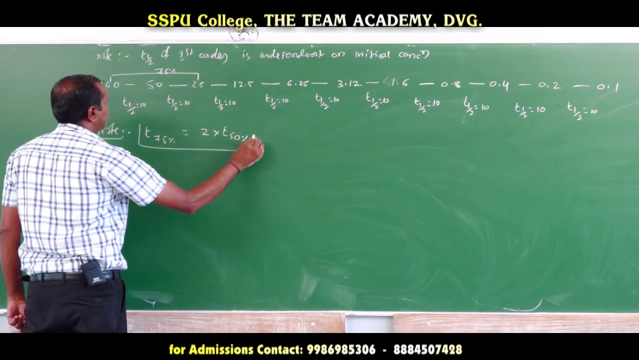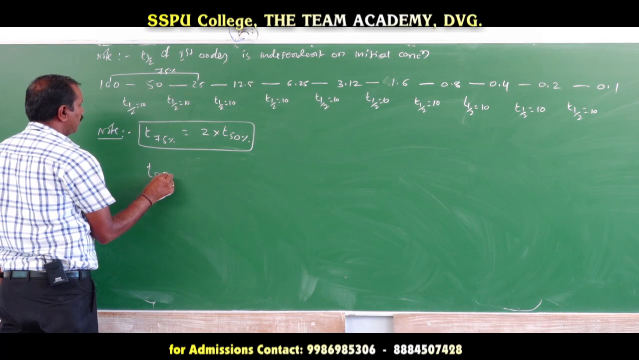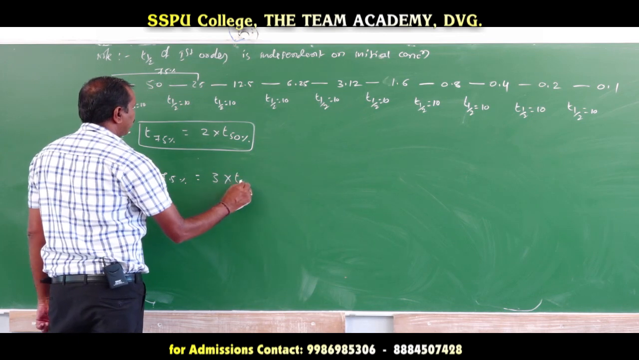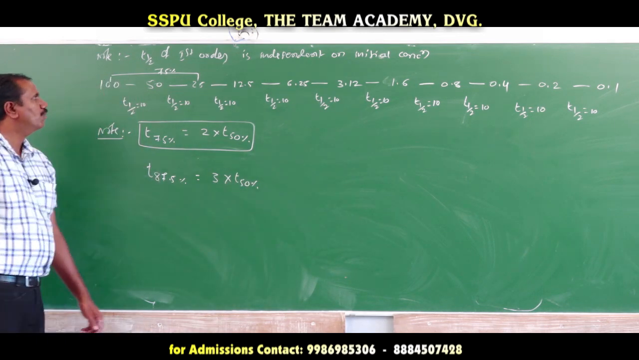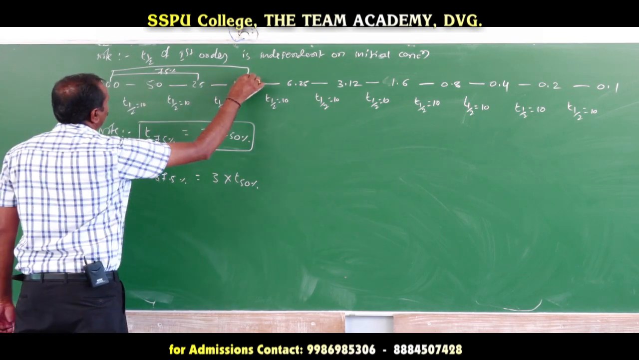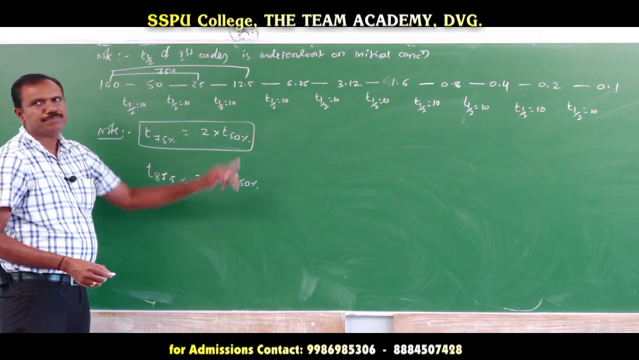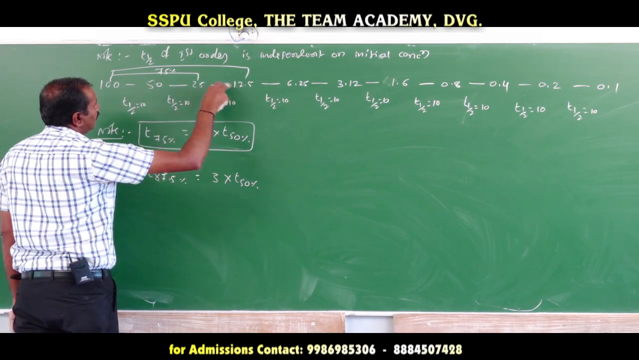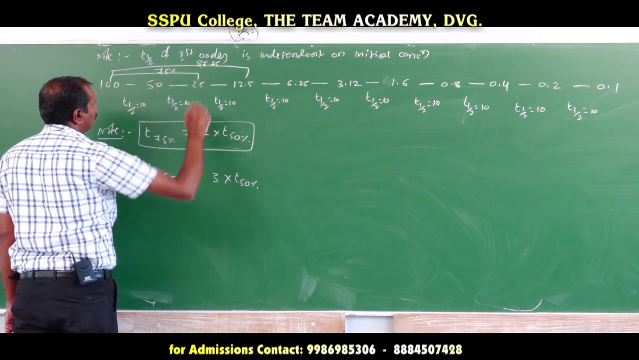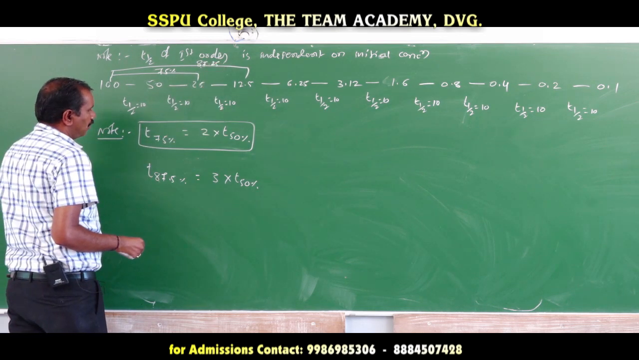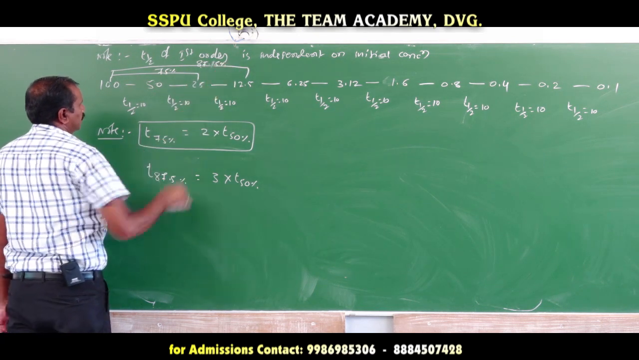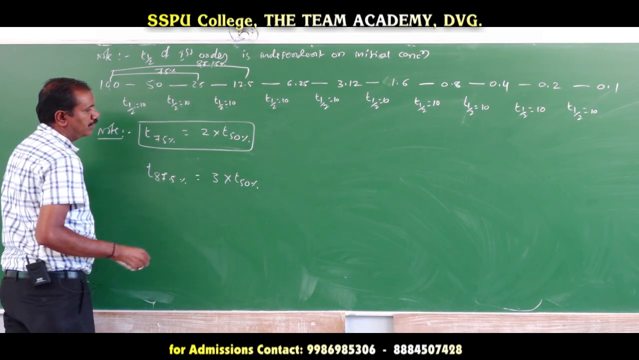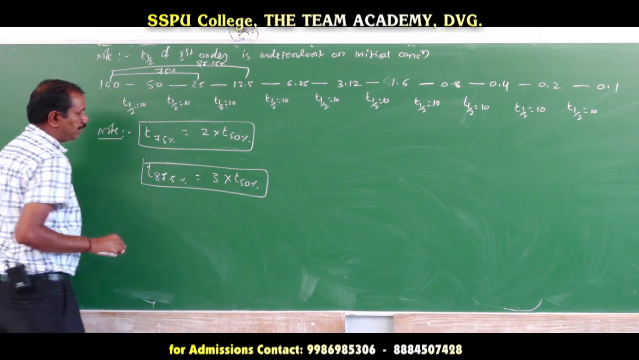Done. Next, T 87.5% conversion. Nothing but we may write it as 3 into T 50% conversion. Why? 87.5% conversion means left behind is 12.5. Initially it is 100, 100 becomes 12.5, so conversion is 87.5. How many half-lives are required? From here to here, 1, 2, 3. That is 3 into T 50%.